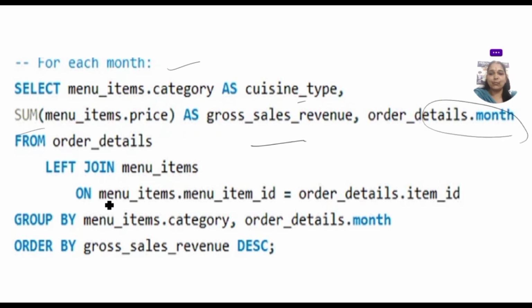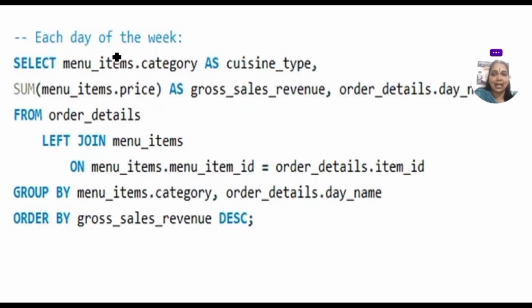Okay. Left join on the menu items. Here it has to be grouped by menu items dot category and order details dot month, so that you will get the entire sales revenue monthly wise. Suppose you want it for each day of the week, same thing: order by order details day name. So group by order details as day name and order by gross sales revenue in descending.